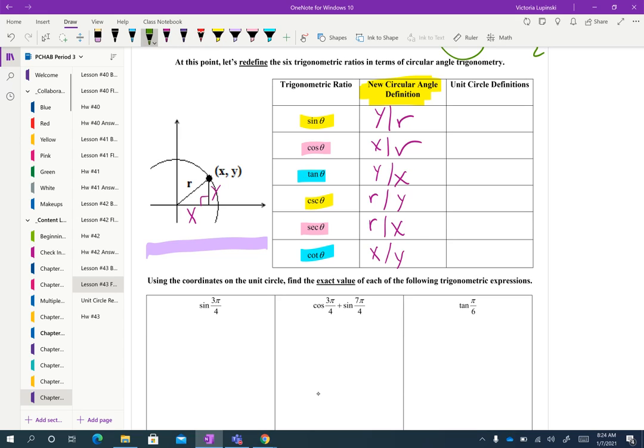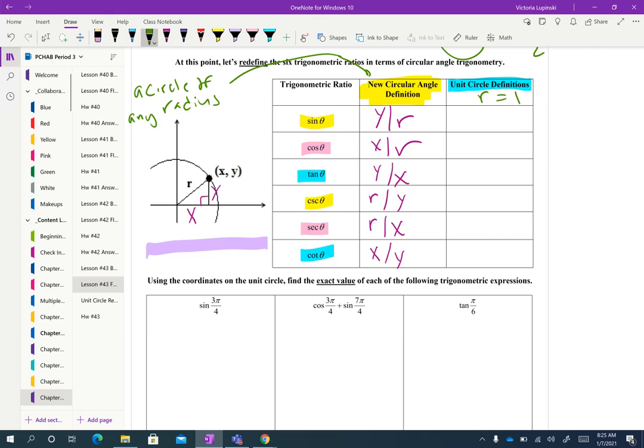So for this column, this is a circle of any radius. The reason why that's important is because in the final column here, we are going to specifically be talking about a circle that's the unit circle, which means it has to have a radius of 1, which means I'm going to take the definitions from the previous column and I'm going to change all the r's to 1s.